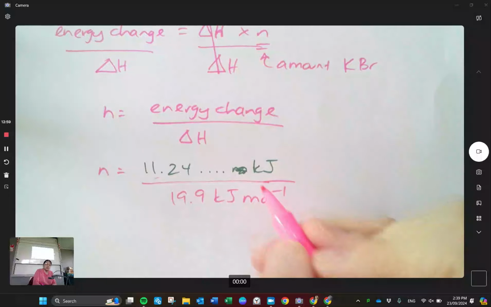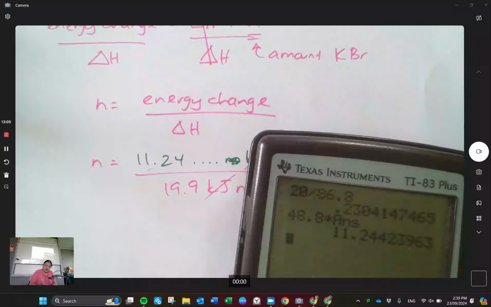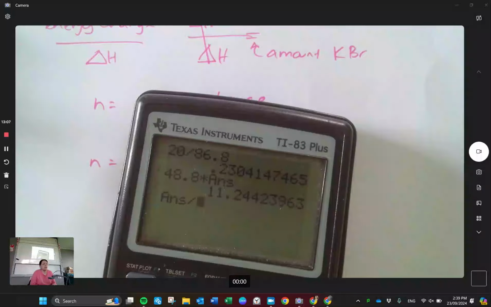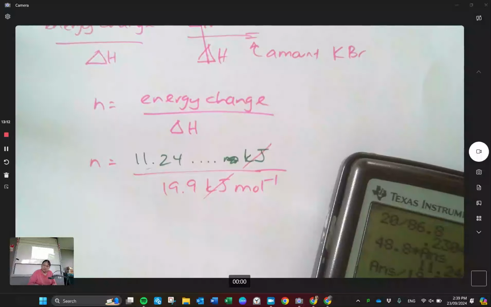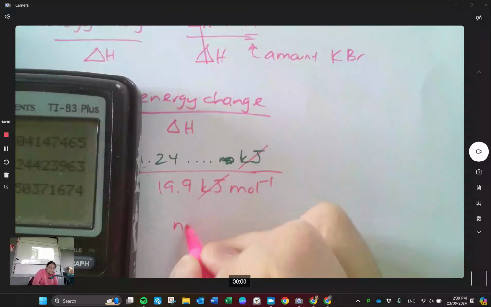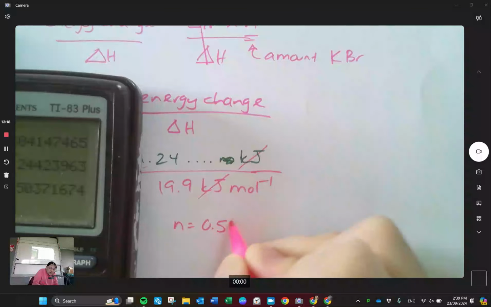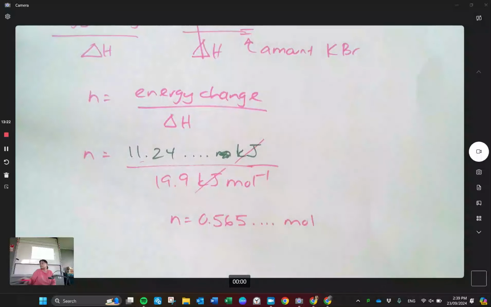All right. So kilojoules and kilojoules cancel out. I get per mole again, which is good because I want my answer in moles. So I'm taking that answer. Again, I don't clear my calculator, so I can just hit and reuse it. And then 19.9 is what I'm dividing it by. And I get N equals 0.565, and then lots of numbers underneath, mole. And then I'm just using the exact same equation. I'm just working the same way, but backwards.